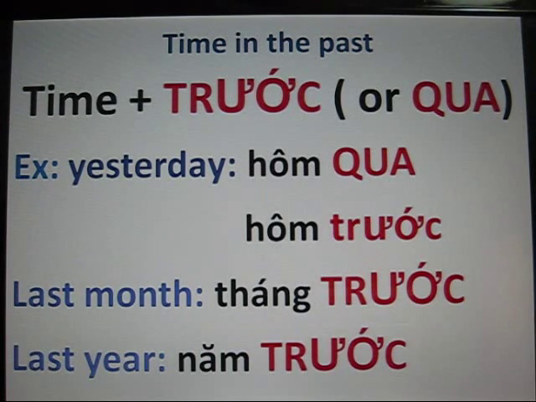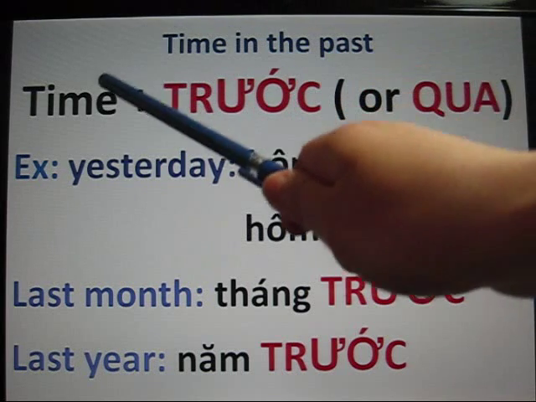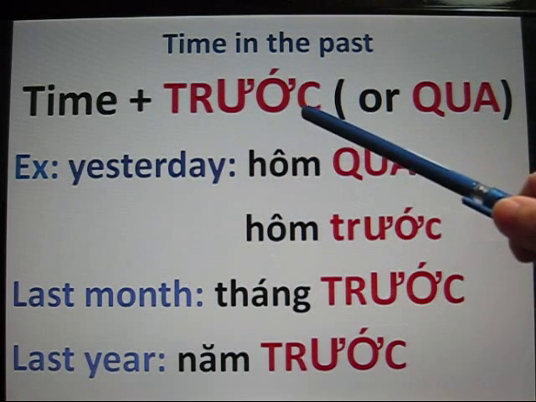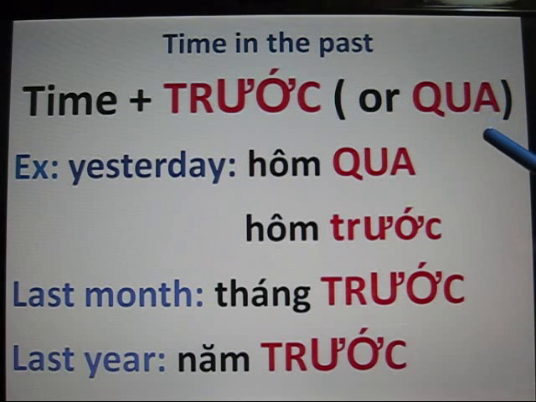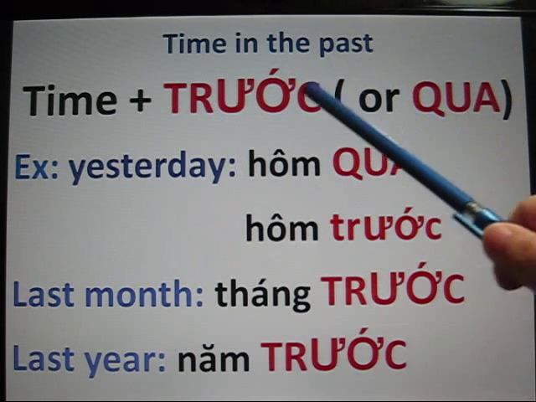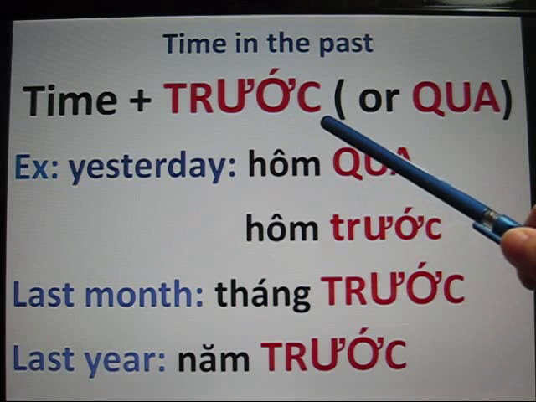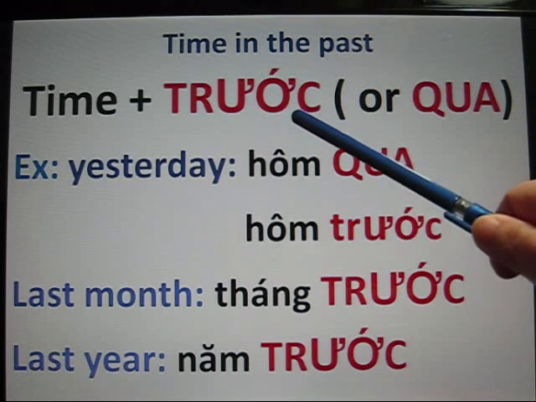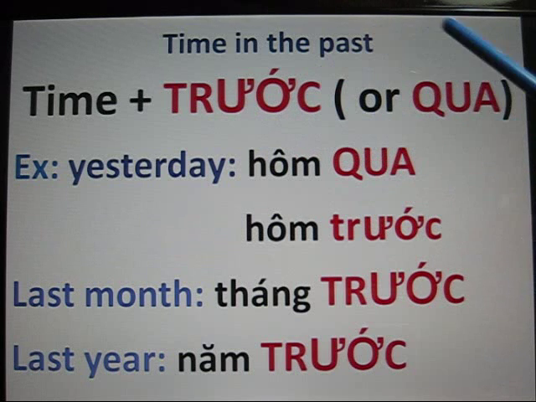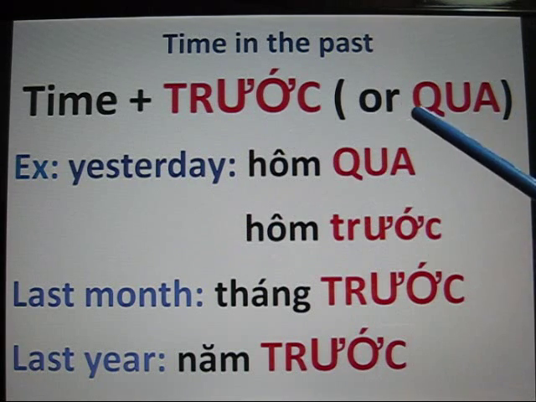And the second way to express the past tense in Vietnamese is to use a word that indicates a time. Okay, time plus trước, or this word qua. Trước, qua. Because this way is a little bit difficult, I will spell it. Trước, sắc trước. So this word will be trước. This one is qua. Okay, time plus trước or qua.